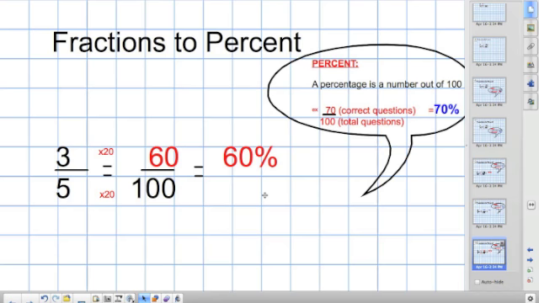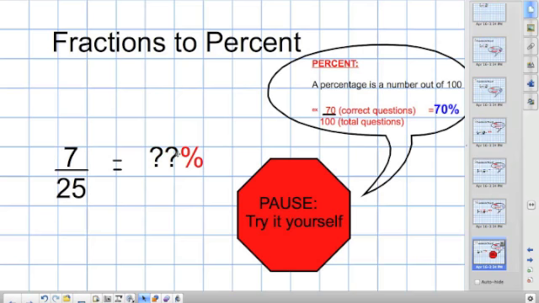Did you try multiplying both numbers by 20 to get 100? Was your numerator 60? And finally, was your percentage 60%? Hopefully you got that correct. Pause the video again and try this one last example. Good luck.